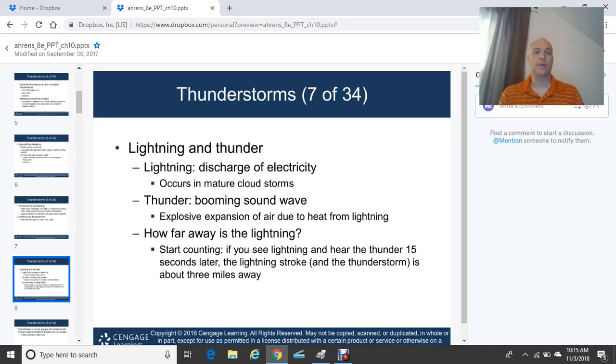So you've probably been around a thunderstorm where you've seen the lightning flash. It was really bright. Maybe it was a cloud to ground lightning strike, and you heard the thunder instantly. That is an example of a very nearby lightning strike.